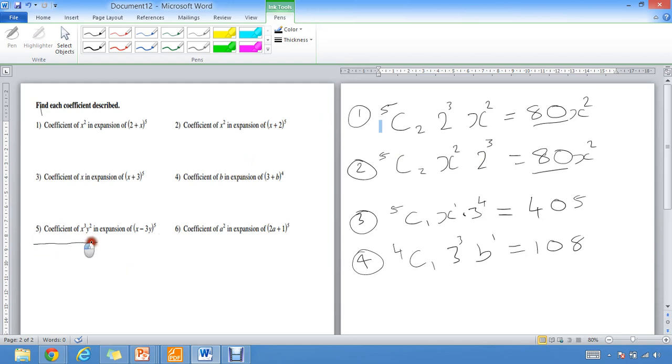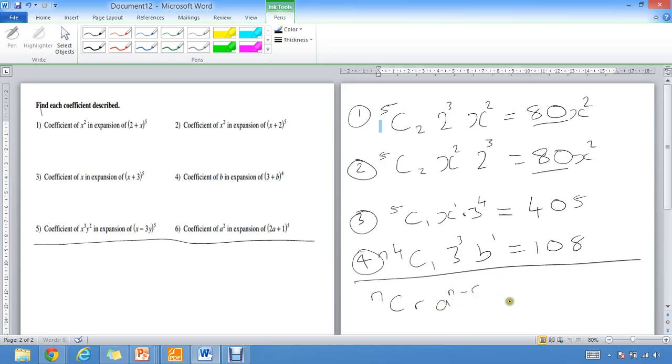But for number 5, we've got two things going on. You need x cubed and y squared. So now what we do is you look at your second term here and look at what it is raised to, so it's raised to 2. Now the formula we use is NCR, so let me just do it here. We use NCR times a, which is your first number or letter in the bracket, to the power of n minus r, and then you times that by b to the power of r, b being your second letter here.